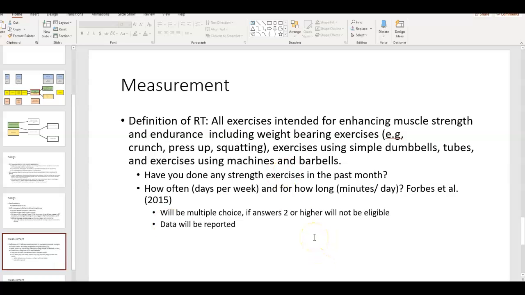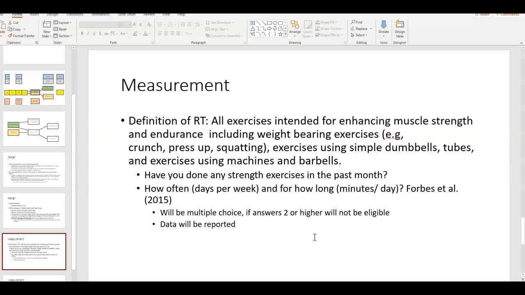In terms of measurement, how do we know if people meet the inclusion criteria? We have the definition of resistance training. This was from Harada: all exercises intended for enhancing muscle strength and endurance, including weight-bearing exercises, exercises using dumbbells, tubes, and exercises using machines or barbells. That will be the definition that we'll provide.